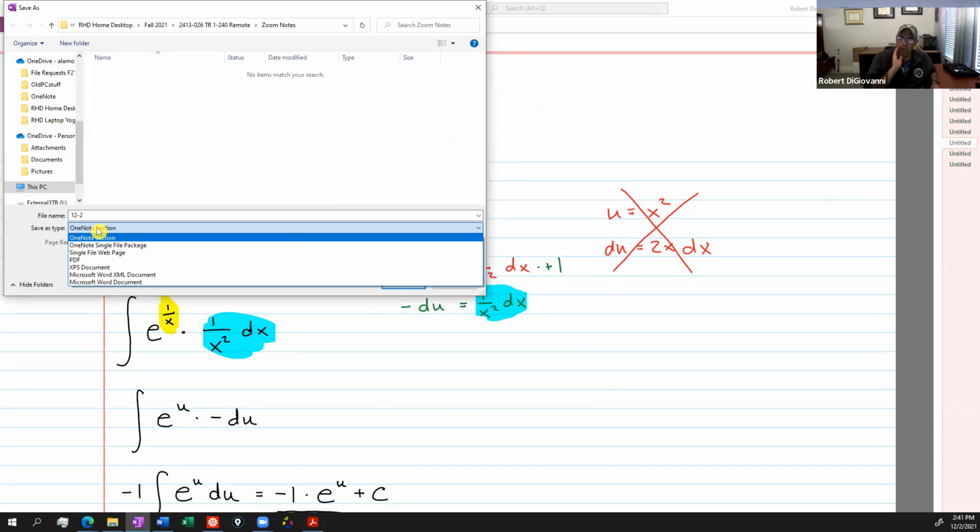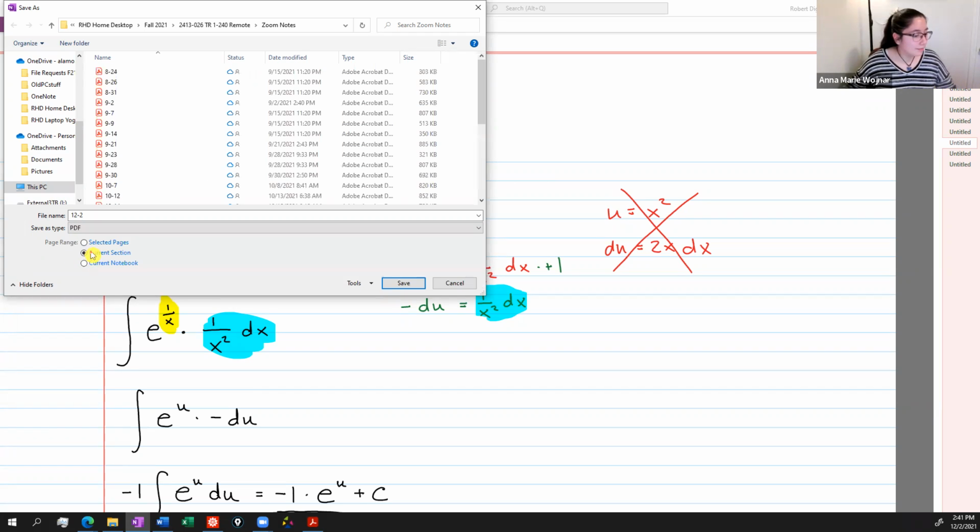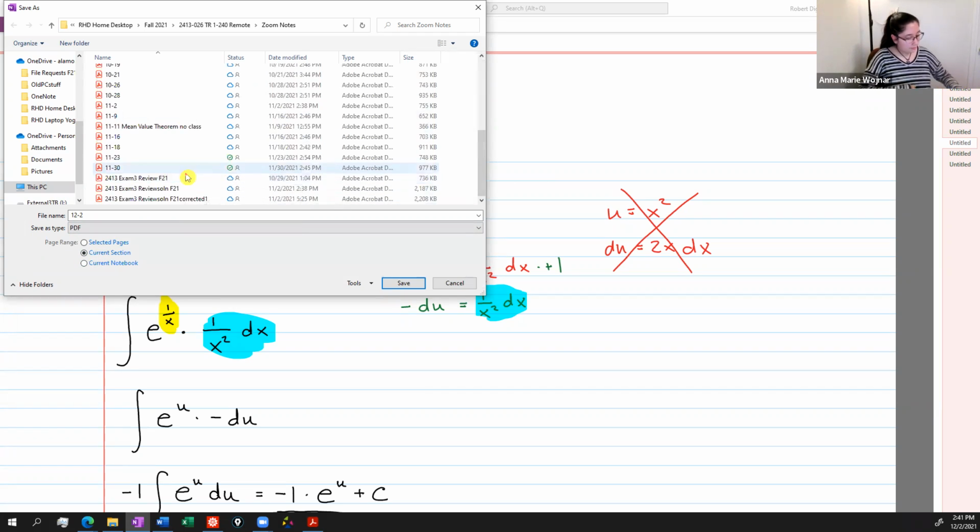The review, if you want to look at stuff from 5.5 out of the textbook, has more problems with substitution if you want to just practice stuff. Okay. Yeah, thank you. 5.5. Current section, and it's making sure it's going there.